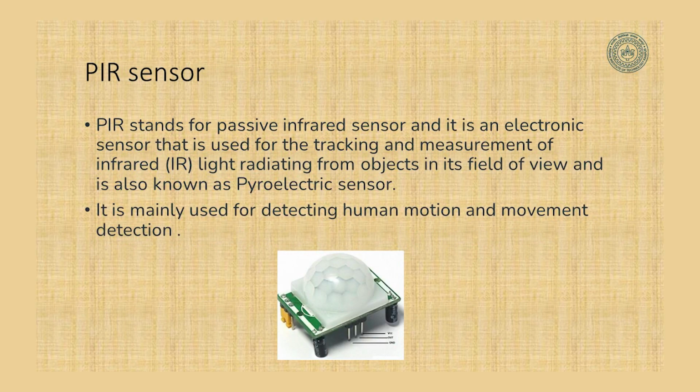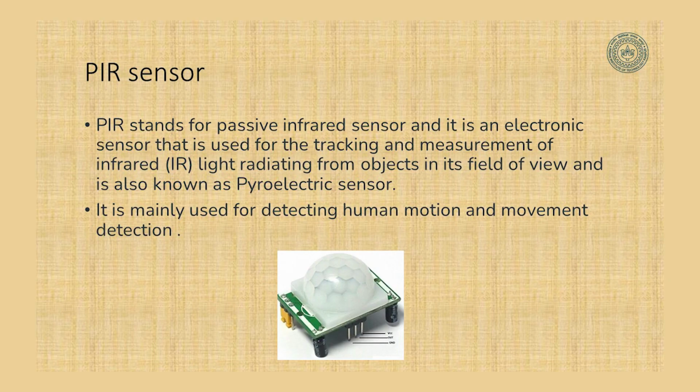And we have seen this sensor, the PIR motion detection sensor. They are passive infrared sensors. It is an electronic sensor that is used for the tracking and measurement of IR light, infrared light, that is radiating from objects in the field of view. They use pyroelectricity to find out whether there is motion or not. So, it mainly detects human motion and movement.